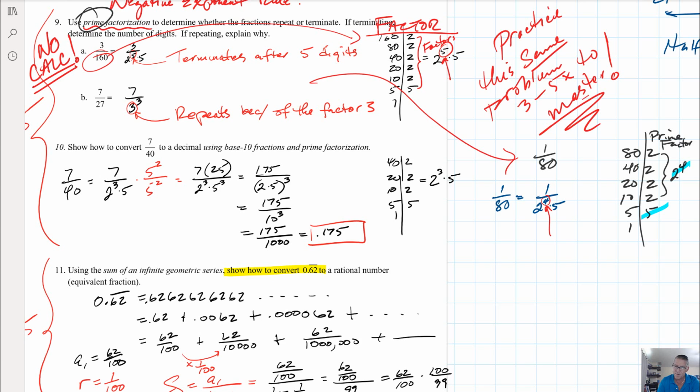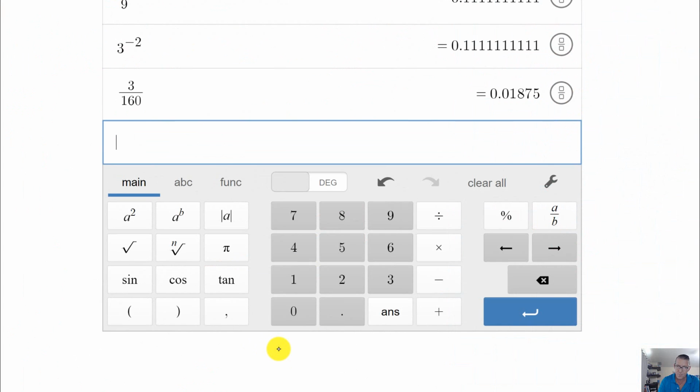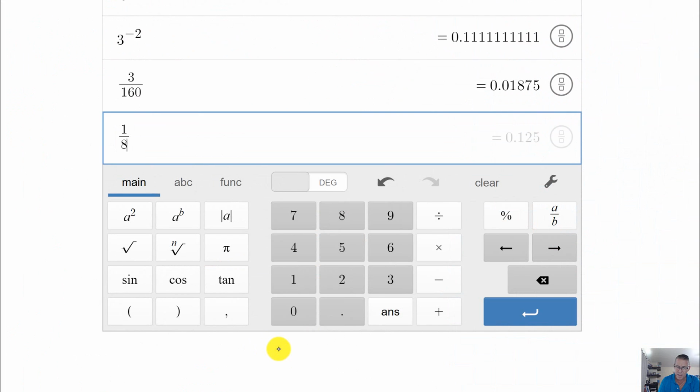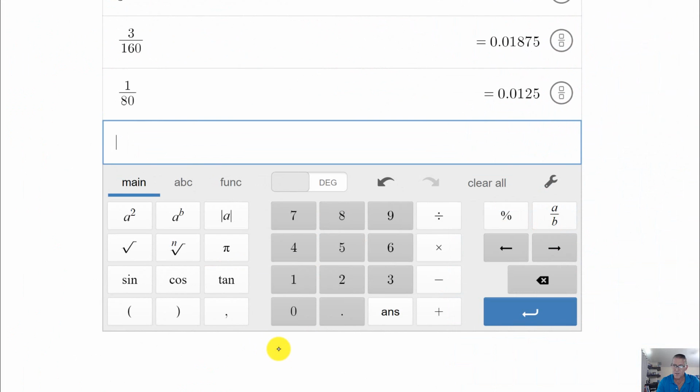Now, I know it terminates after 4 digits because I'm looking at the exponent. That's the key. So it terminates after 4 digits, and I can prove it to you. Okay, let's divide 1 by 80. So take 1 divided by 80. All right, and notice it terminates after 4 digits. Just count them up. 1, 2, 3, 4 digits.